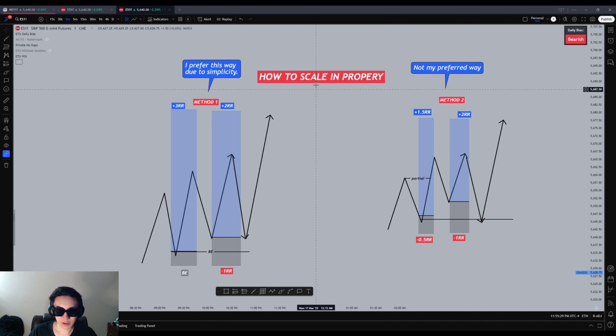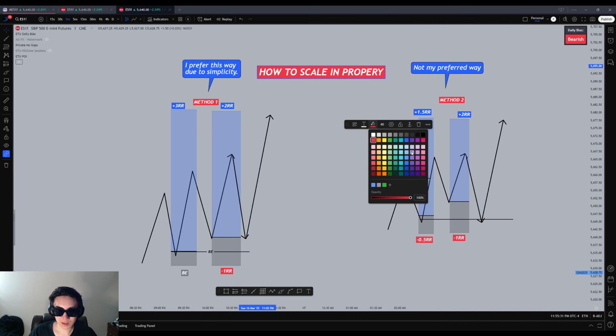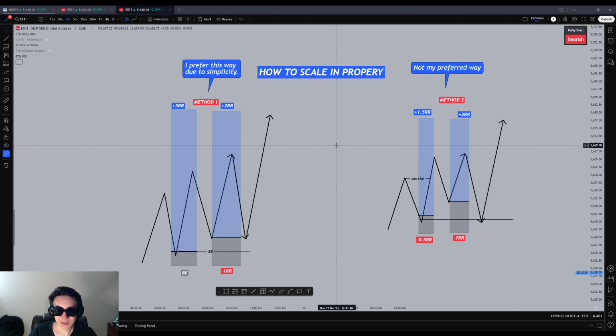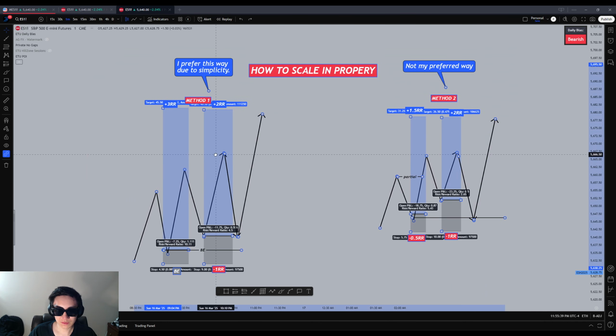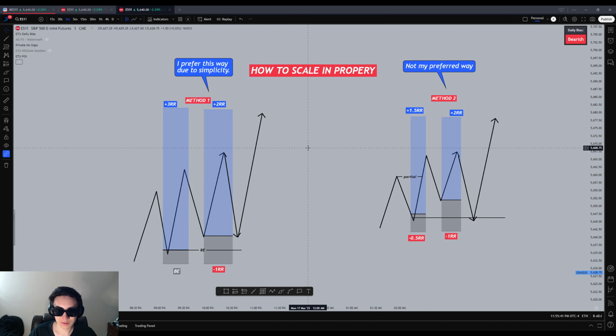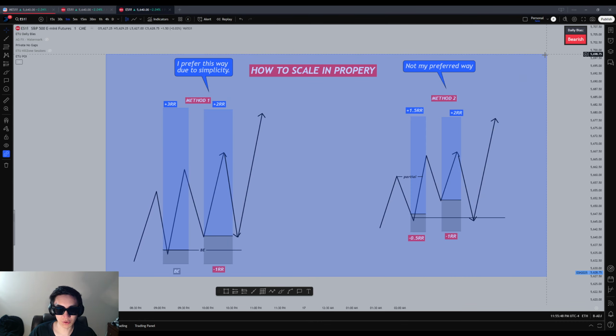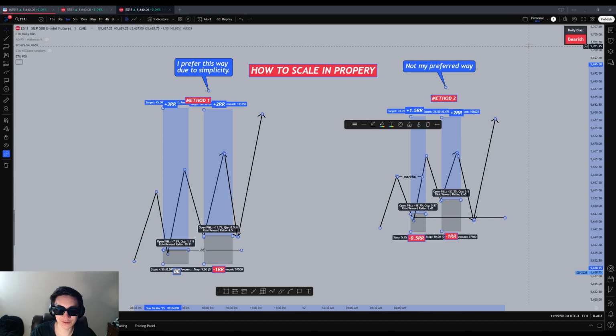There's 2 different ways of scaling properly, and I'm gonna take a screenshot real quick. You guys feel free to take a screenshot as well if you want. All right, there you go. Boom, took a screenshot. Now we're gonna go on the charts and show you guys how to do method number 1. I'm not gonna go over method number 2.